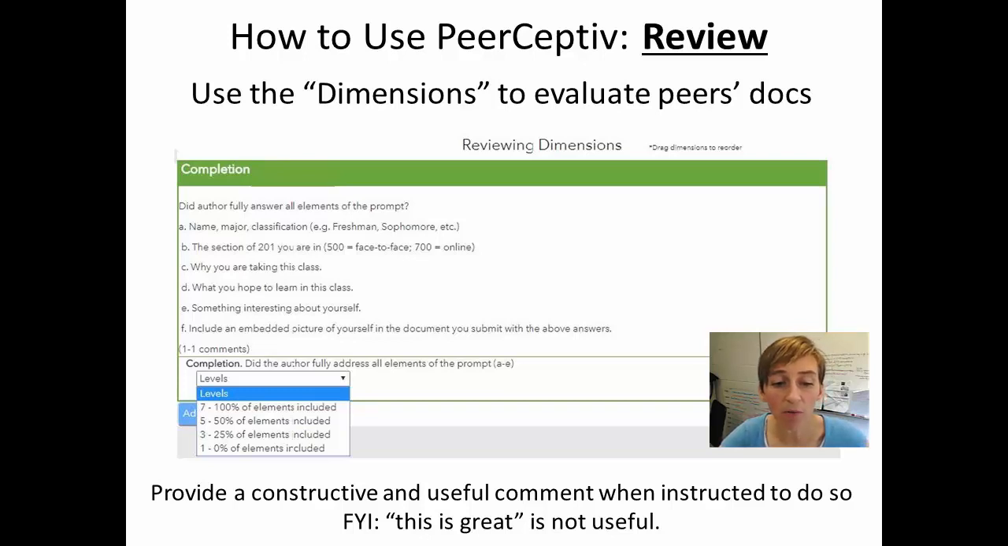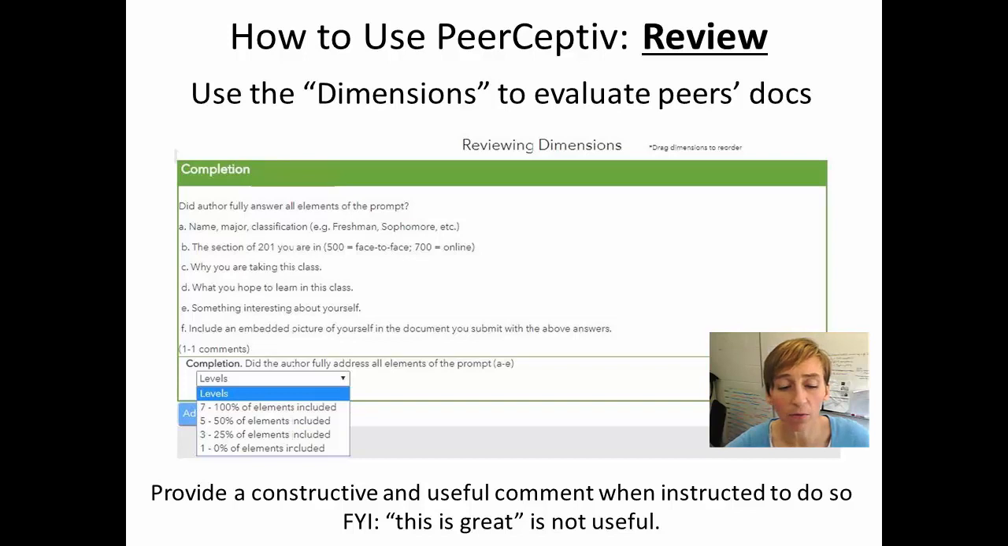You will also need to provide a constructive comment that explains why you selected the value that you did. If you selected a 7, explain what about your peer's work deserved a 7. Please note that "this is great" is not a helpful comment. You as a reviewer will be scored for how helpful your comments are, so put some thought and effort into the comments you provide your peers. Please note you are not grading your peers.